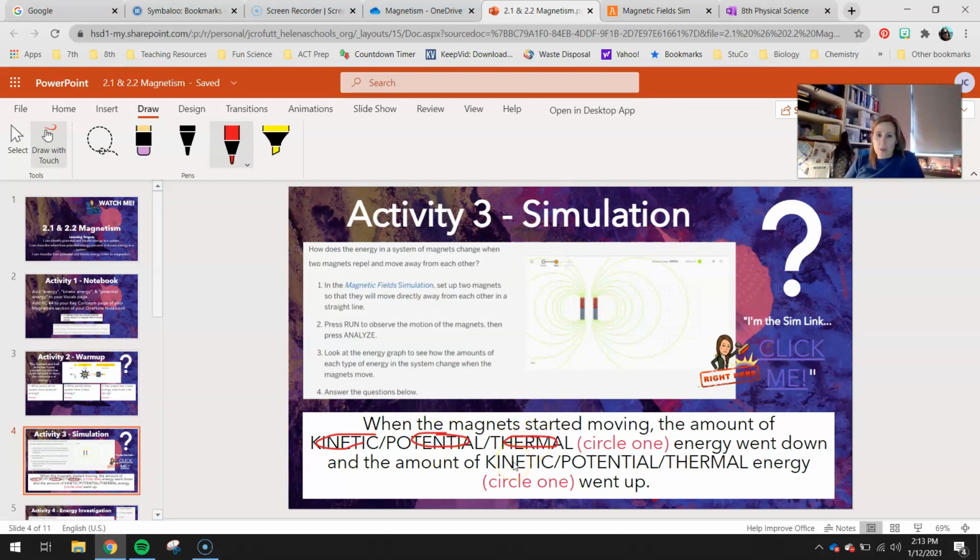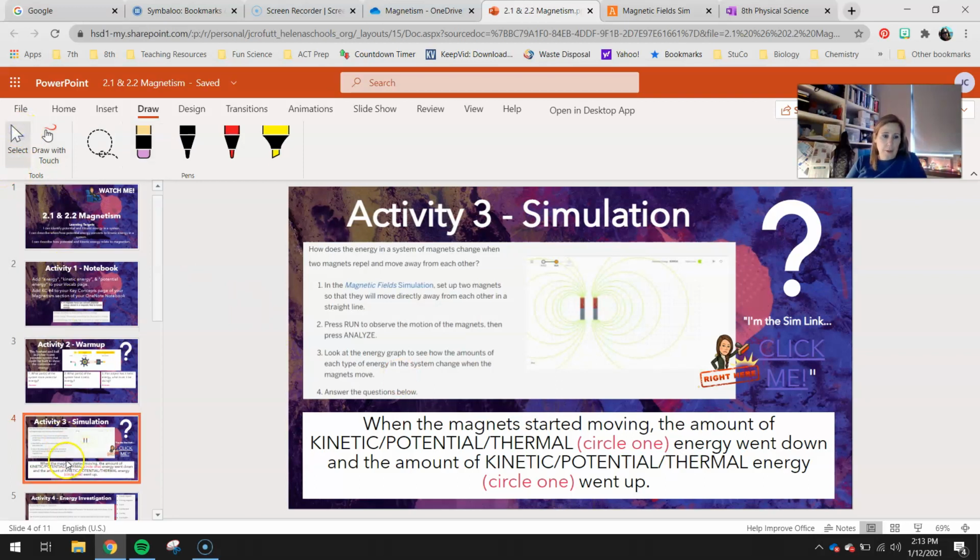So when the magnet started moving, the amount of kinetic, potential, or thermal energy went down, and then the amount of what type of energy went up. So again, circle either kinetic, potential, or thermal energy. As always with your draw tool, don't forget to click back on the cursor up here before you move on.